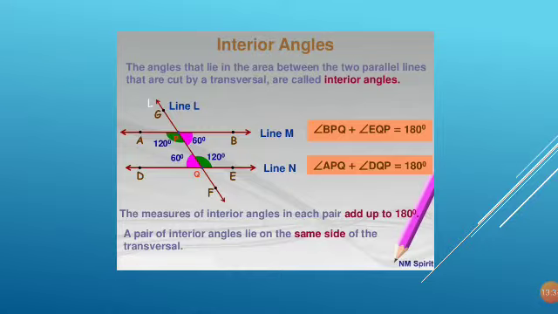Interior angles. The angles that lie in the area between two parallel lines that are cut by a transversal are called interior angles. The measure of interior angles in each pair adds up to 180 degrees. Interior angles are added like a linear pair of angles: 120 degrees plus 60 degrees, we get 180 degrees.